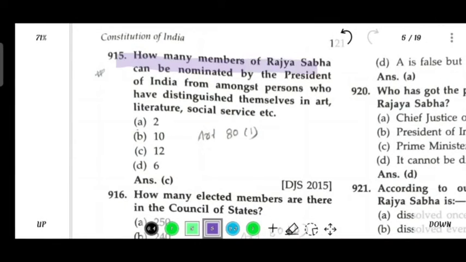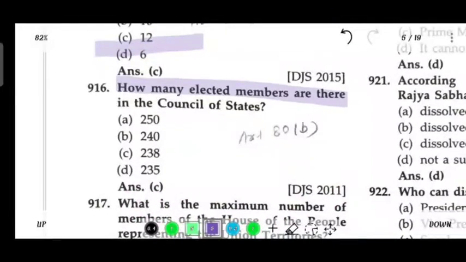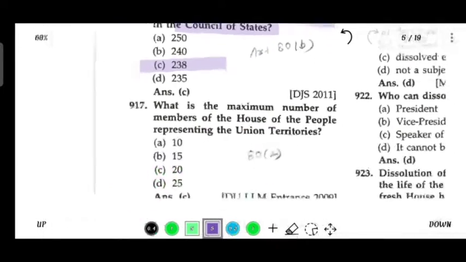How many members of Rajya Sabha can be nominated by the President of India from amongst those who have distinguished themselves in art, literature, and social service? 12. How many elected members are there in the Council of State? 238.